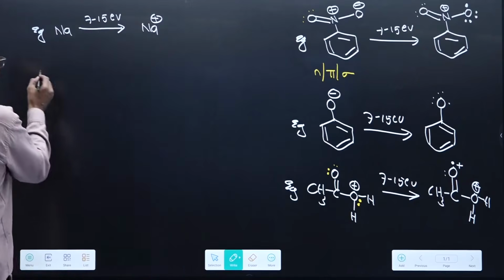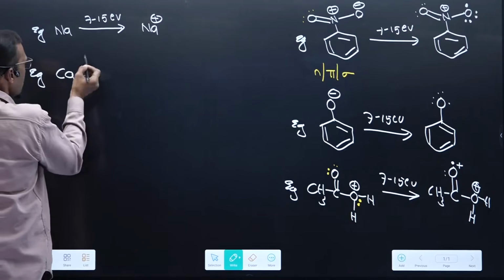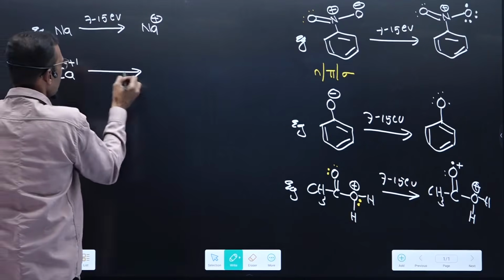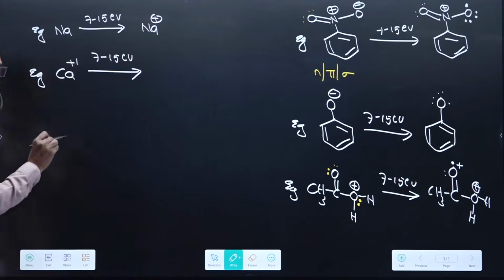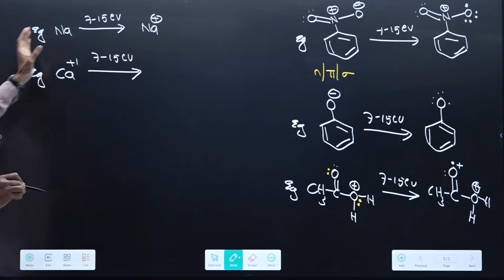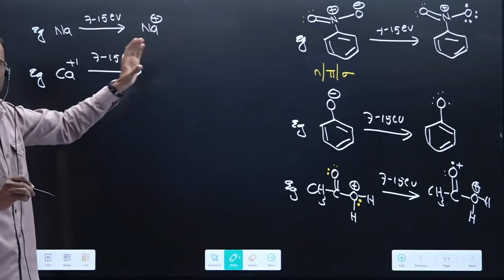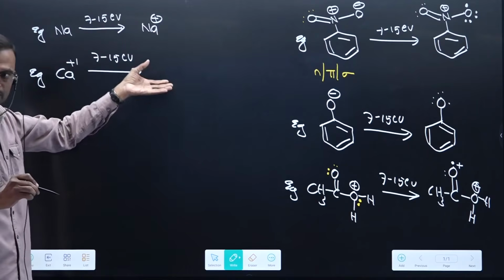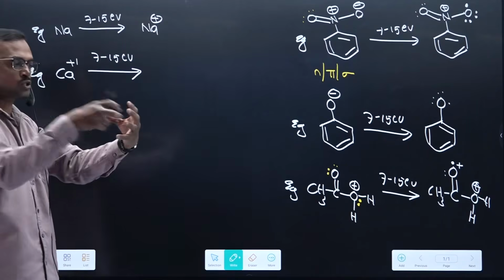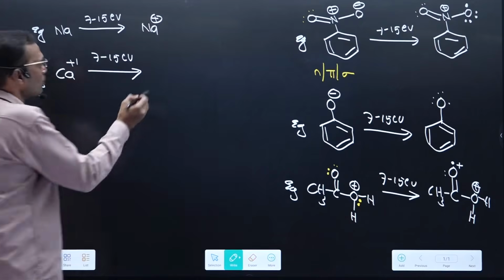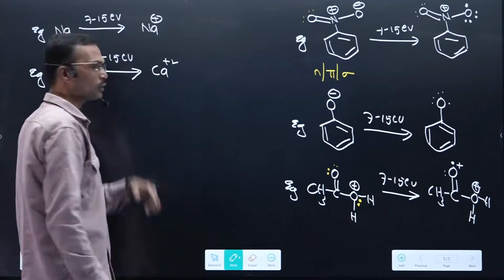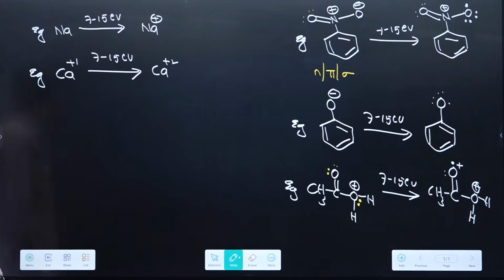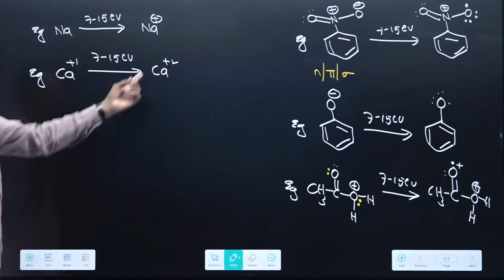Okay? Suppose, just try to understand, calcium plus 1 I given. This is parent. 7 to 15 electron volts. Calcium I introduced in sample tube in mass spectrometry. Initially calcium plus 1. When electron beam is colliding with this sample, it will lose 1 electron. Right? Then what should I write? Calcium plus 2. Then who is molecular ion here? Calcium plus 2 is a molecular ion. This is molecular ion.